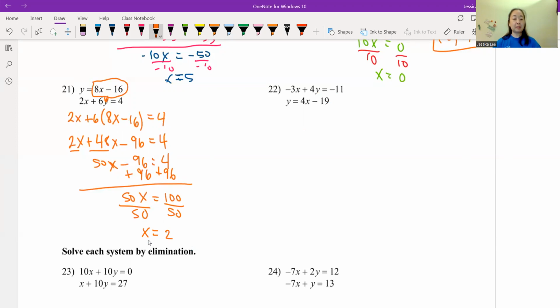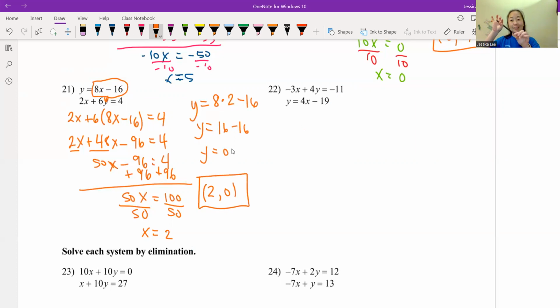It's very monochromatic, solving of systems. All right, then we're going to plug this 2 into the other equation, the one that's solved for y. You could do it for the other one, it's just easier to do it with the one that's already solved for y. So 8 times 2 minus 16, which is 16 minus 16, which is just 0. So the answer is 2, 0. It's right there on the x-axis. That's where they meet.